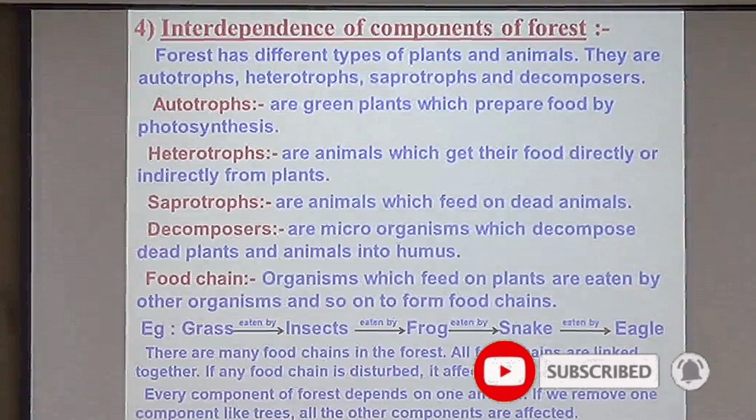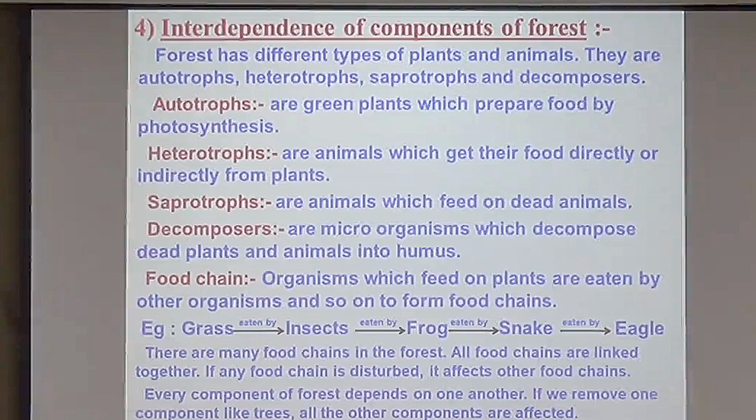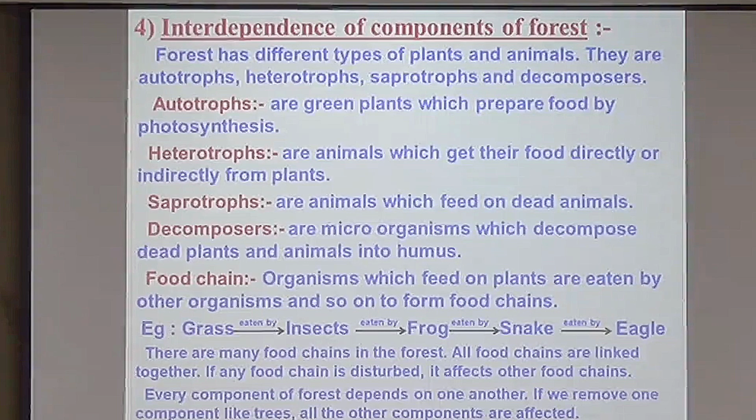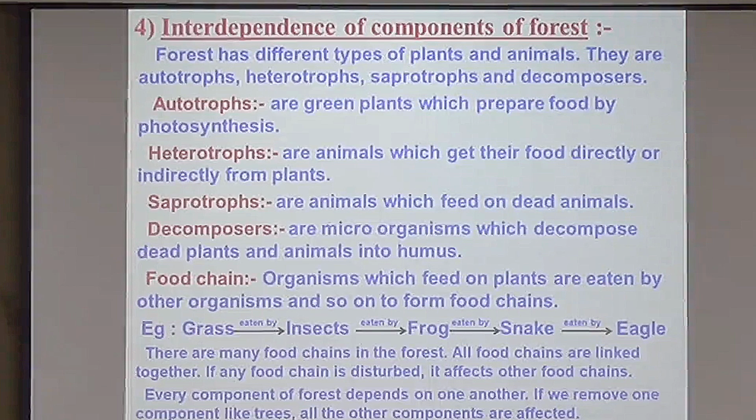For example, autotrophs are all the green plants. Heterotrophs are we humans and other animals which depend upon another organism for their food. Saprotrophs feed on the dead animals. For example, vultures, they feed on the dead animals. These are saprotrophs. And decomposers decompose the dead animals. For example, fungi or bacteria.